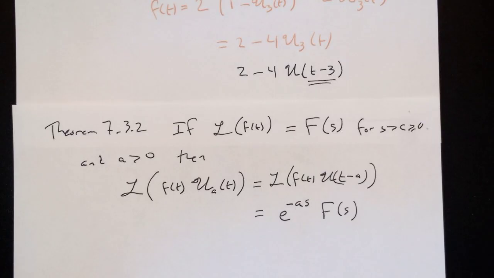This is the reverse of the translation idea that we were just dealing with. When I said, hey, I see an e to the at, so I get 1 over s minus a. Well, now I'm saying I want to translate the t part, not the s part. That's what this does. It translates t. Well, then we end up with an e, but it's the other way, so it's negative. We got e to the at, we get e to the negative as.